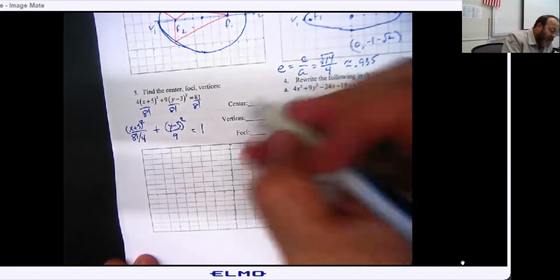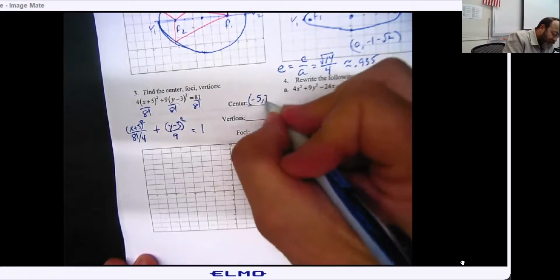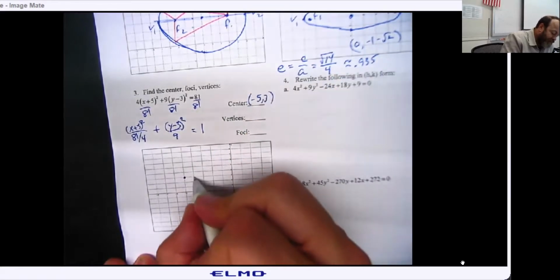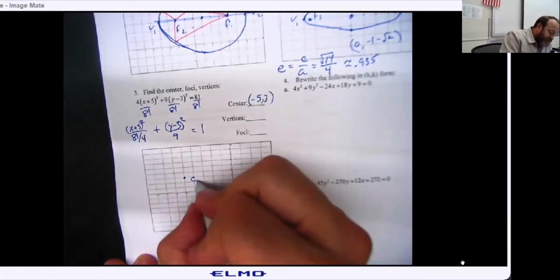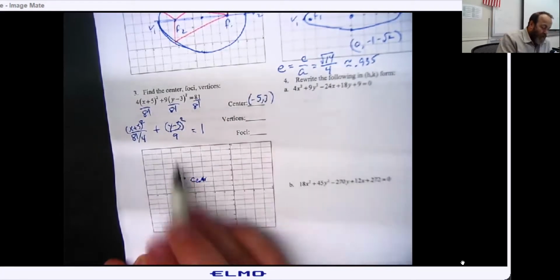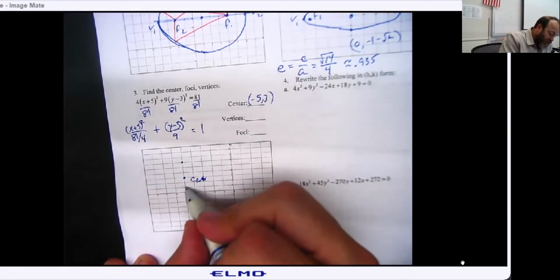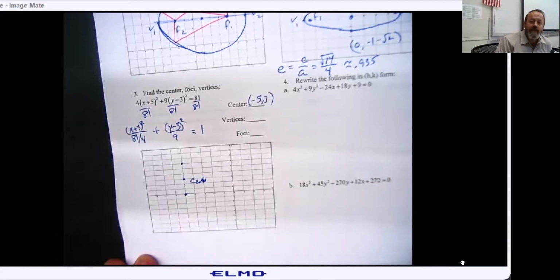So we're going to go to our center at negative 5, 3. That's right here. Negative 5, 3. There's my center. And in the y direction, I'm going to go up and down 1, 2, 3. 1, 2, 3. Those are the ends of the minor axis because this is the big dog.